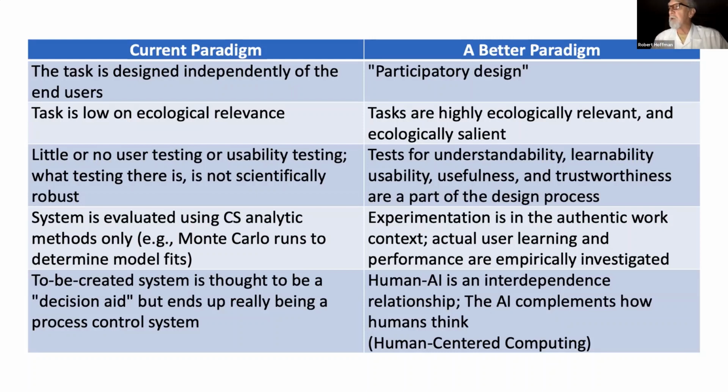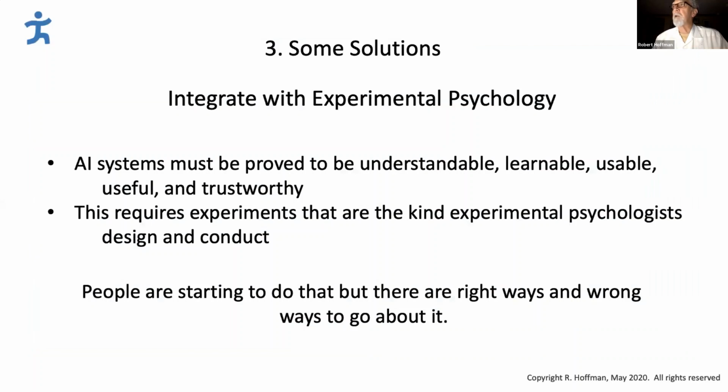A better paradigm, human-AI relationship is regarded as one of interdependence, in which the AI complements how humans think, and that's what we refer to as human-centered computing. I've seen some hints of that in the previous talks that we heard tonight, and that's very heartening. I see a need for more integration with experimental psychology on the part of people who are involved in the knowledge graph stuff and people who are involved in the explainable AI stuff. The AI systems must be proved to be understandable, learnable, usable, useful, and trustworthy, and that requires the kind of experiments that experimental psychologists are trained to design and conduct.